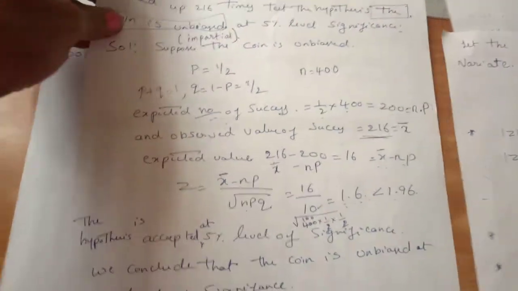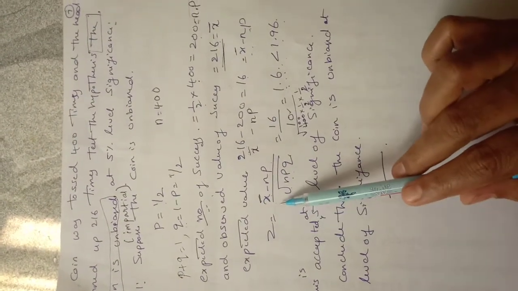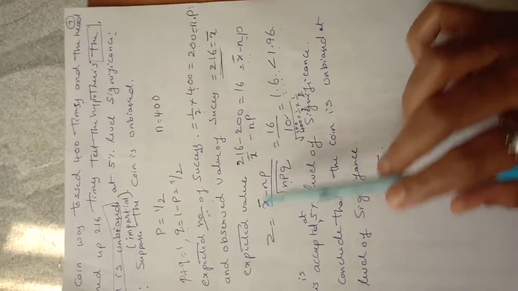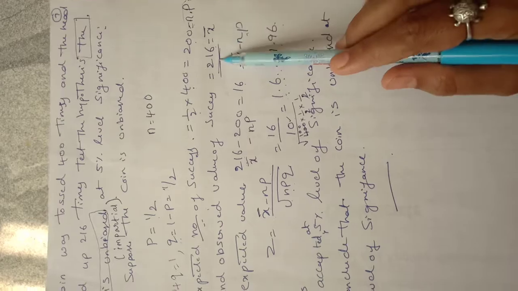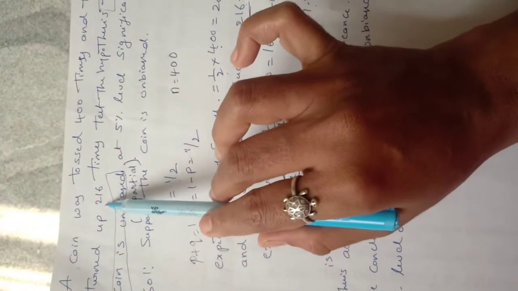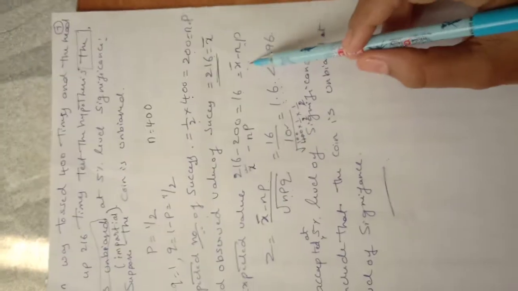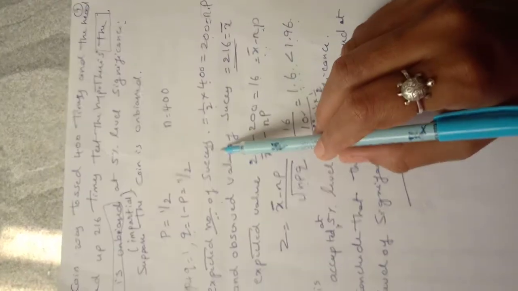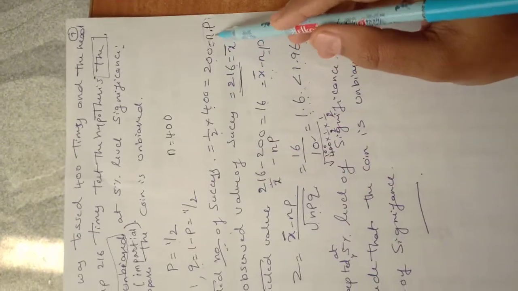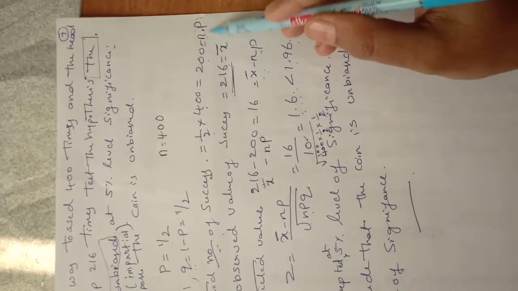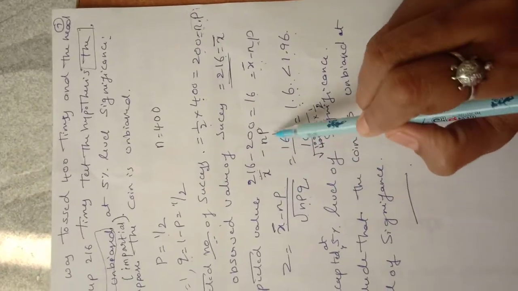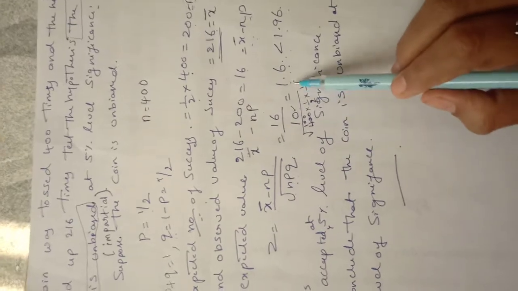So this is the method to solve when a coin is tossed. First find the value of Z, that is expected number of success and observed value of success. Observed value of success is always x bar. Whatever the value they give in the problem, always consider that as x bar. And the expected number of success we find by using n into p. N is the number of trials and p is the probability of success, that is np. Find x bar minus np and substitute, find the value of Z.